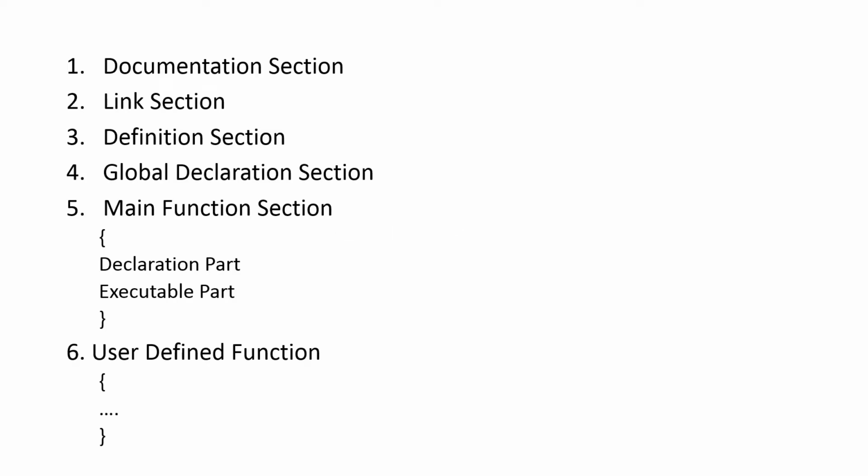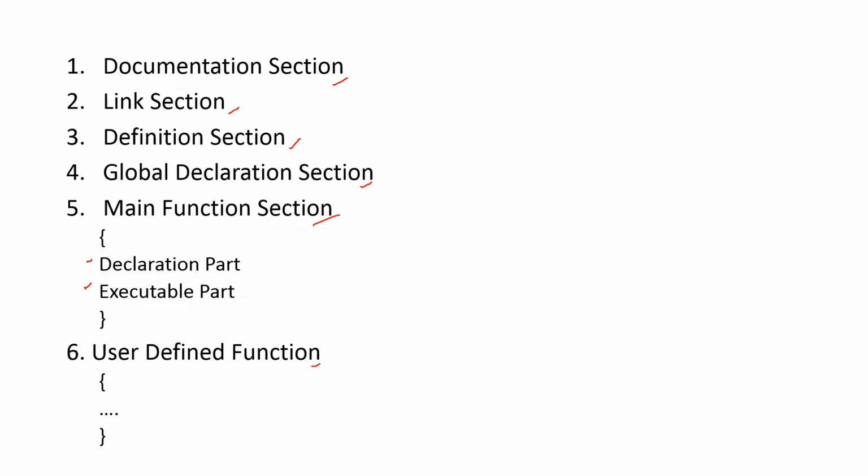Today, let us learn the basic structure of a C program. In the basic structure, it includes the documentation section. That's the first one, documentation section. Then the link section, then comes the definition section, global declaration section, main function section. It includes declaration part and executable part, and user defined functions. So let us see one by one.